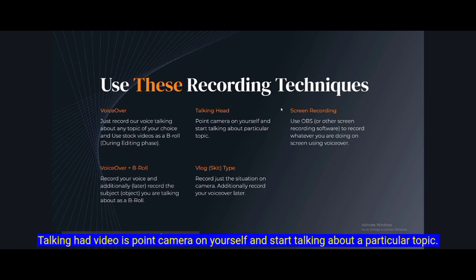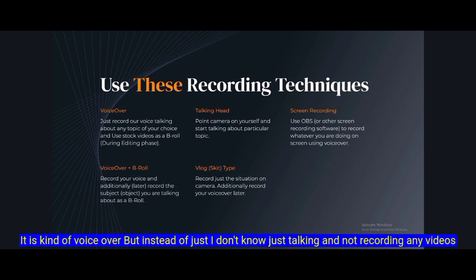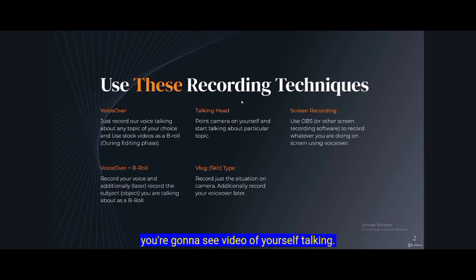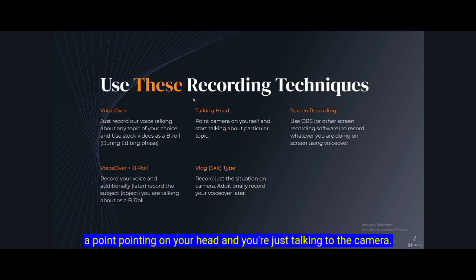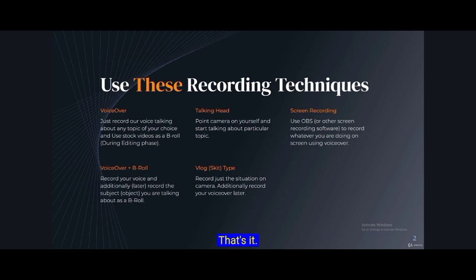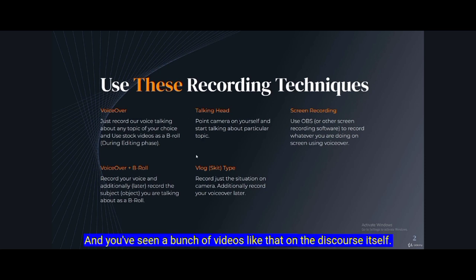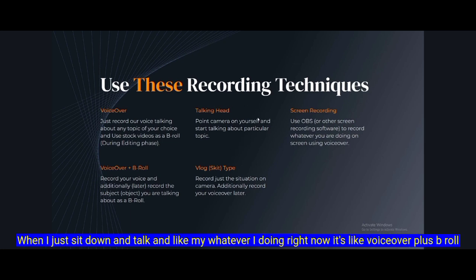Talking head video is pointing the camera at yourself and starting to talk about a particular topic. It is kind of voiceover, but instead of just talking without recording any video, you're recording a video of yourself talking. It's as simple as that. Talking head means the camera is pointing at your head, and you're just talking to the camera. That's it. It's a very simple thing to do. And you've seen a bunch of videos like that in this course itself, when I just sit down and talk.